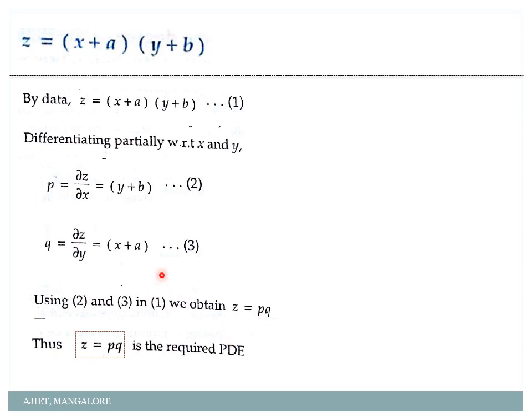It's very simple. My suggestion is you just go on differentiating and see whether we can eliminate a and b. That's it. So first I differentiated with respect to x, I got y plus b. I differentiated with respect to y, I got x plus a. So I just substituted in the place of x plus a as q and in the place of y plus b as p. So z is equal to pq. That is my required PDE. That's it. Now I'll go for the next problem.